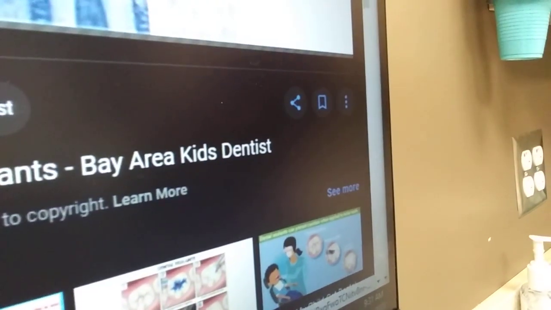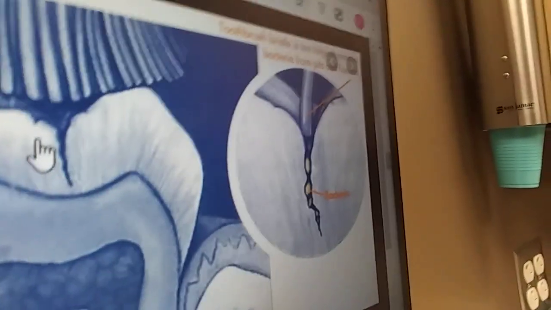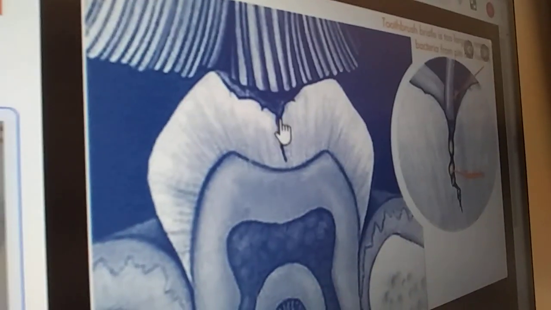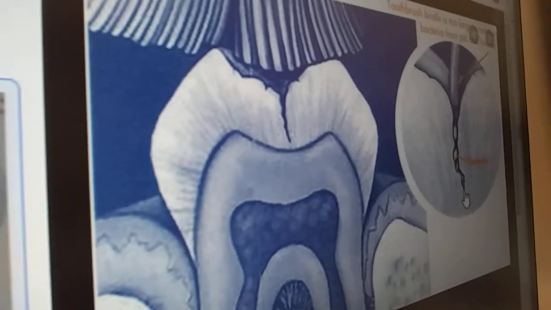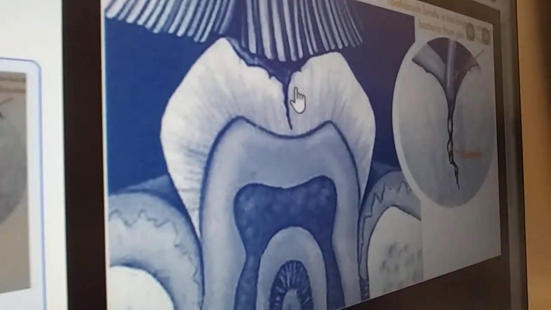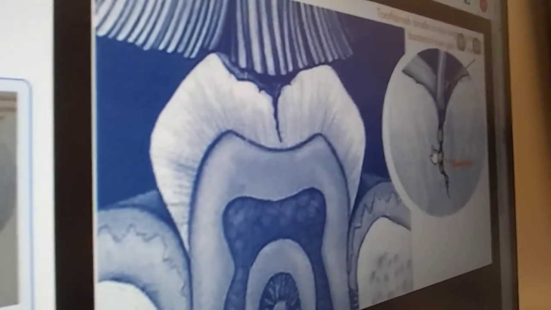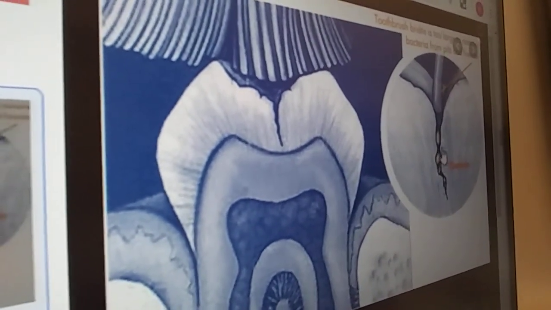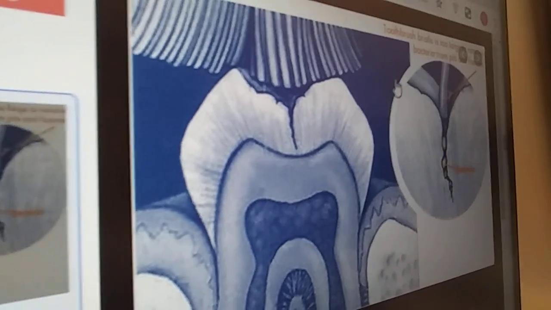This is a picture I show a lot of my patients. It shows the bristles having a hard time getting the food particles out of some of the grooves. Some of them are by genetics, or just the anatomy of your tooth. So if the bristles can't get in there, how are you going to get the particle out?